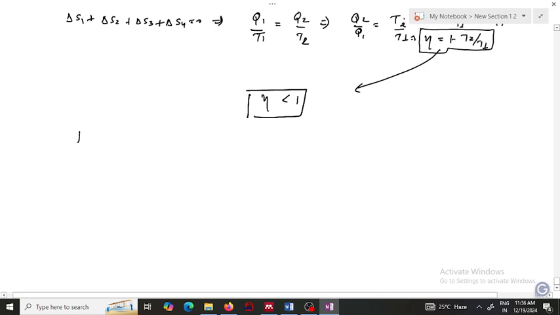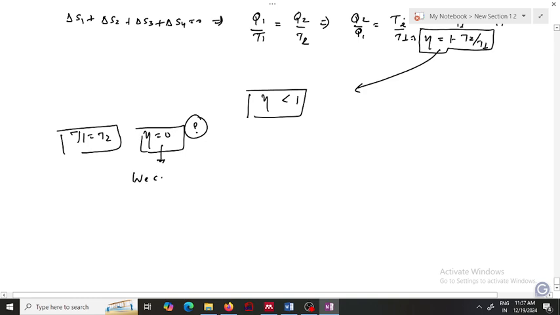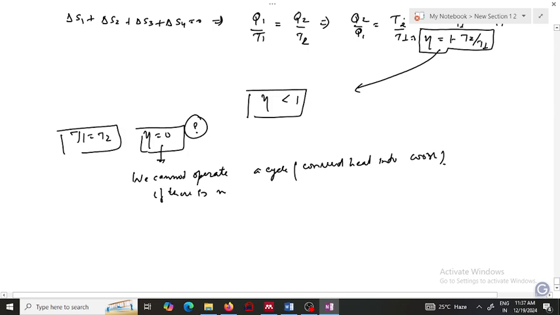Now another scenario one can think of: what if T2 is equal to T1? If T2 is equal to T1, then eta would be equal to 0. So what does this interpret? It interprets that if there is no temperature difference between the source and the sink, then we cannot operate a cycle, a Carnot cycle. What does that mean? We cannot convert heat into work if there is no gradient in temperature, if there is no change in the temperature.